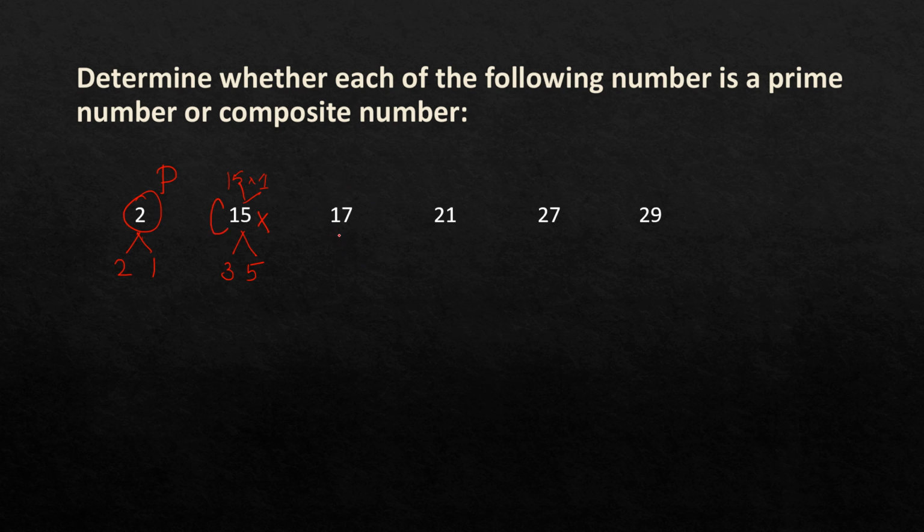So, let's come to 17. 17, again, I have 17 times 1, but I do not have any other number that can divide 17. So, 17 is a prime number. 21. 21 times 1, but I also have 3 times 7. So this is a composite number. 27. We know that 3 times 9 is 27. The moment you know that there is a number other than 27 and 1 that can divide it, then we know it's a composite number. 29. This is a prime number because other than 29 and 1, there are no other numbers that can divide this without a remainder. Let's move on to the next question.